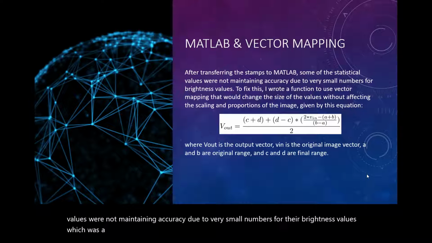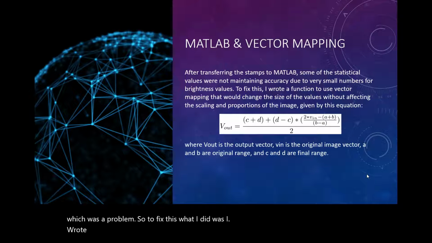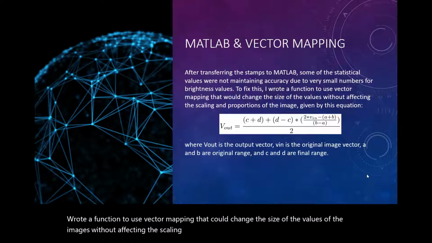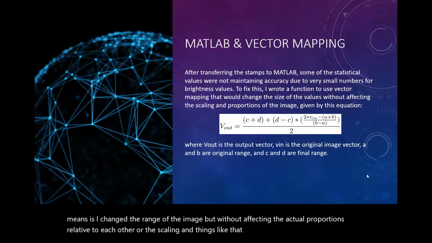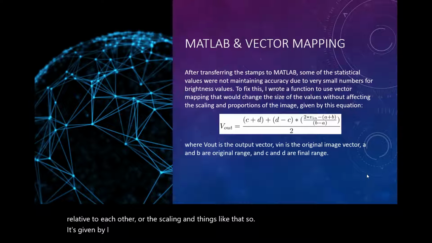So to fix this, I wrote a function to use vector mapping that could change the size of the values of the images without affecting the scaling or proportions of the brightness. Essentially, I changed the range of the image, but without affecting the actual proportions relative to each other or the scaling. It's given by the equation I put on the slide.